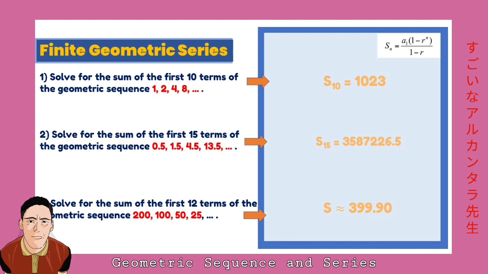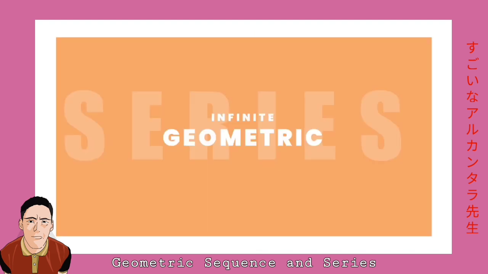Now, this is something that I would like to address now because it's hard to go to the previous slides later on. The reason why this is finite is because the terminologies first 10 terms, first 15 terms, and first 12 terms are mentioned. Hence, there is a limit. There's a clear beginning and there's a clear ending for this finite geometric series. Okay? Because that will be different now that we are in infinite geometric series.